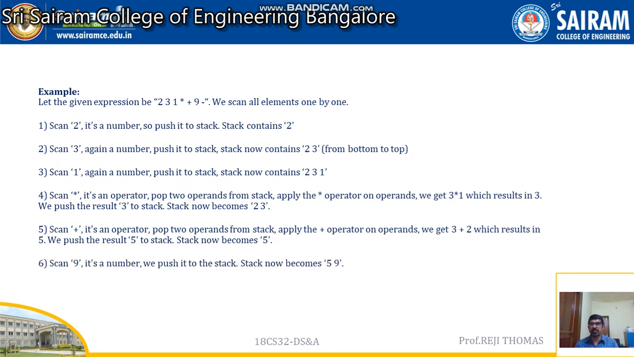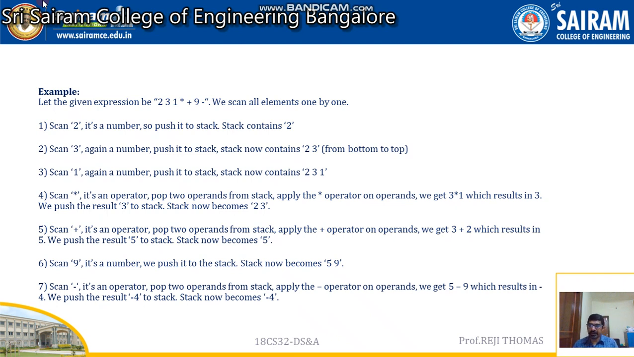Right? Next, when I scan the next character in the given expression, which is a 9, it's a number, so I should push it into the stack. Now what is there in the stack? Stack is already having a 5. The second element is going to be 9, and 9 is going to be the topmost element. Continue this. Next character is a minus. Minus is an operator. If it is an operator, you have to take out 2 elements from the stack. The first element you take out is going to be your second operand, and the next element is going to be your first operand.